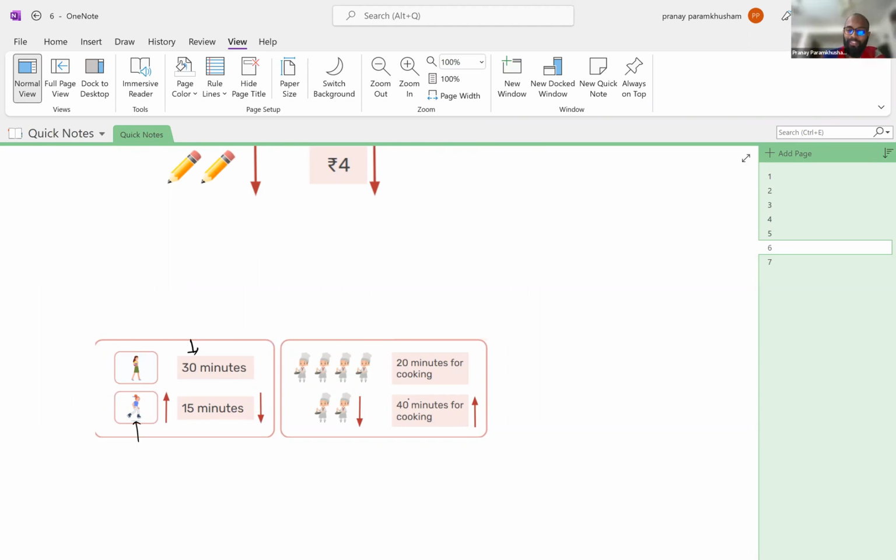You're getting it? So is it cooking? Is it walking to cooking, or is it walking? No. These two are separate. So this is, let's say, the first case, and this is another case. This is the second case. So let's see the first case.